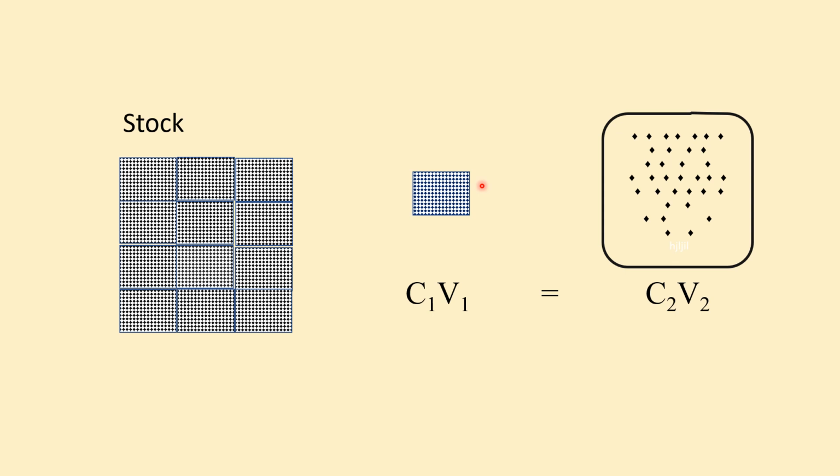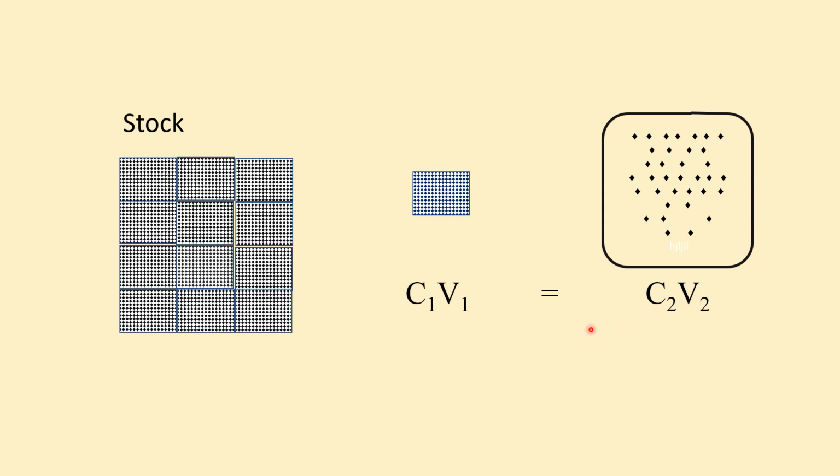This small volume is C1V1. This is C2, concentration of the diluted solution. They are more dispersed. And V2 is the volume of this vessel. So C1 represents this concentration. They are still dense because the volume is smaller. If I transfer this amount of particles to a bigger volume and then add solvent, I will have a more dilute concentration because I have a bigger volume.